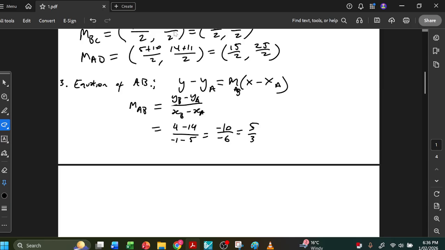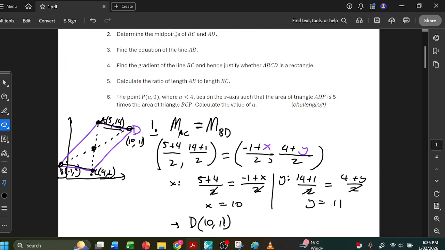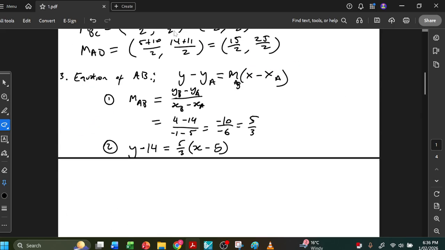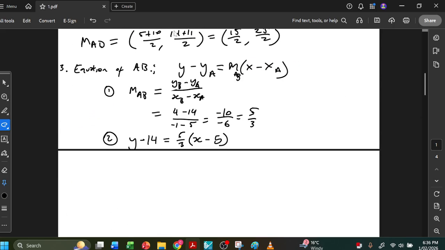So that was the first step. The second step is to substitute that into our equation, using the x and y coordinate of point A, that's 5, 14. We're going to do y minus 14 is equal to 5 over 3 times (x minus 5). Next, we can just try and rearrange this and solve for y.